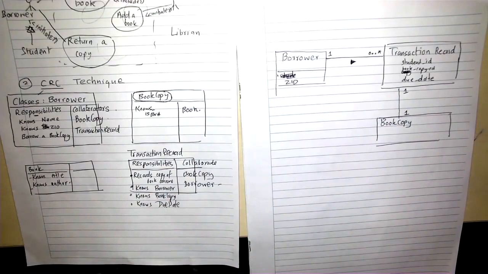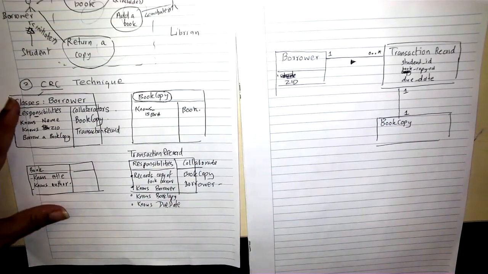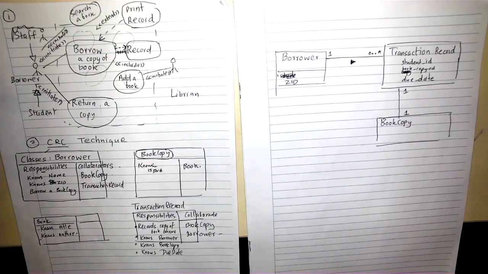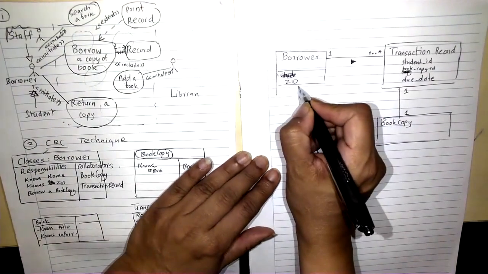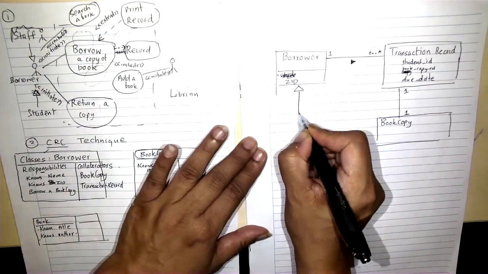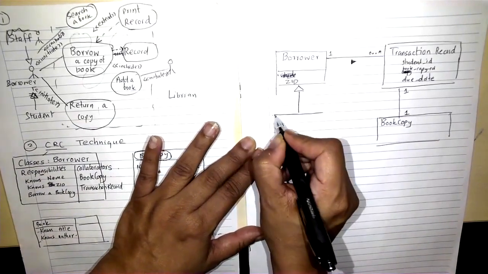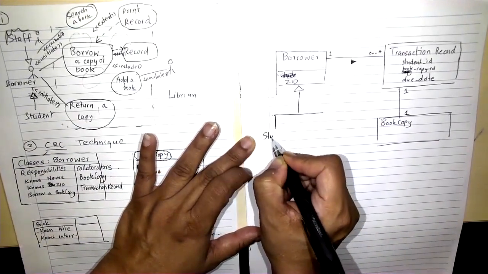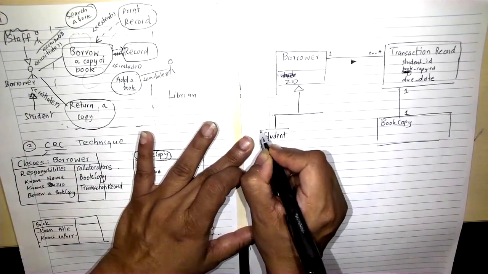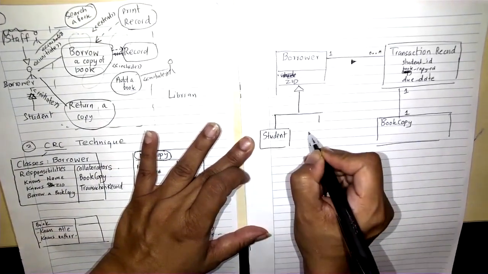And then we go back and look at the use case diagram and say, hang on a second, we had a borrower, it could be a staff or a student. So I kind of see an inheritance in there. So I can now use inheritance and say student and staff.